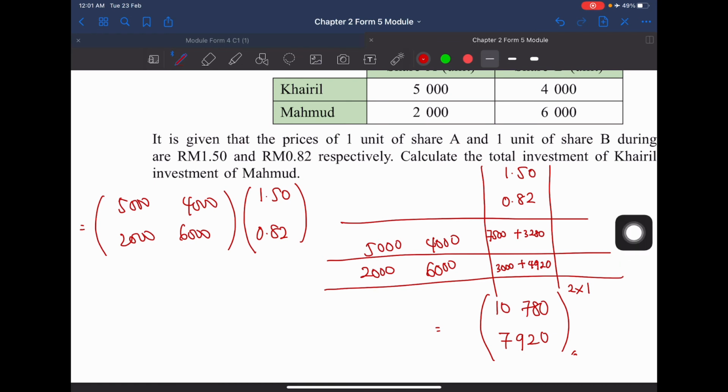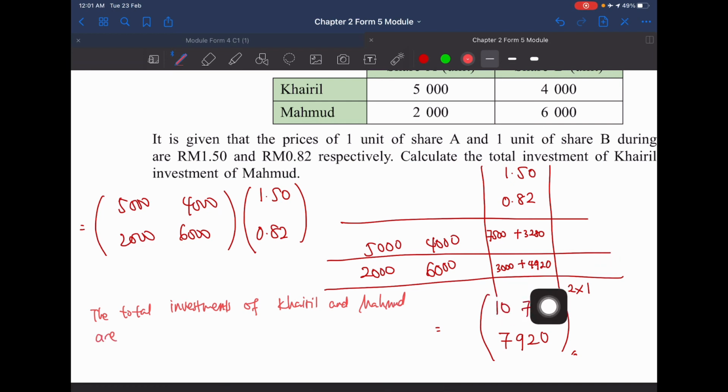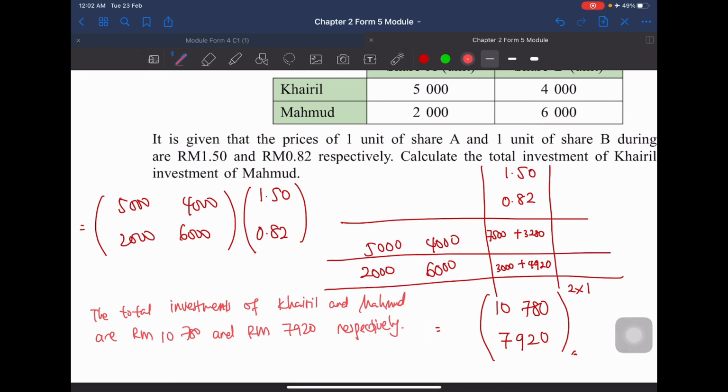Usually in matrix you cannot leave your answer just like this, so you need to give some reasoning, some explanation. Over here you can say that the total investment of Khairil and Mahmud are, the first one is Khairil, the second one is Mahmud, RM10,780 and RM7,920 respectively. So what is the meaning of respectively? It means in order. So Khairil is the first one, Mahmud is the second one.